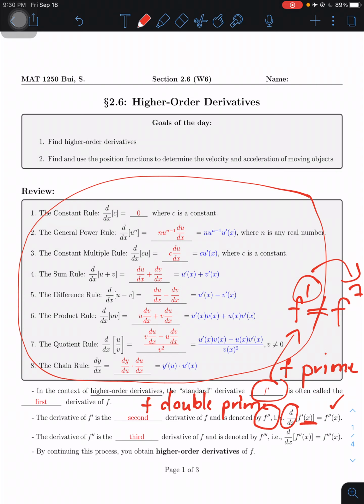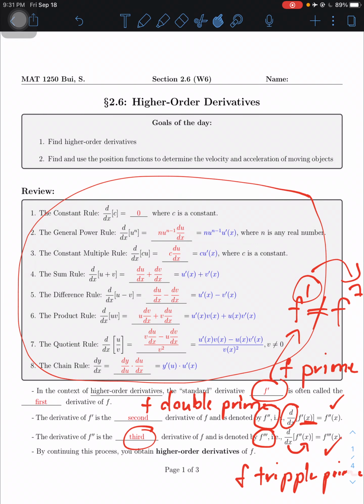Same thing for the third derivative. We take the derivative of the second derivative, and we end up with the third derivative, which we denote as f triple prime. By continuing this process, we can obtain higher order derivatives. For example, the fourth derivative, the fifth derivative, and so on. The fourth derivative is the derivative of the third derivative, and the fifth derivative is the derivative of the fourth derivative.